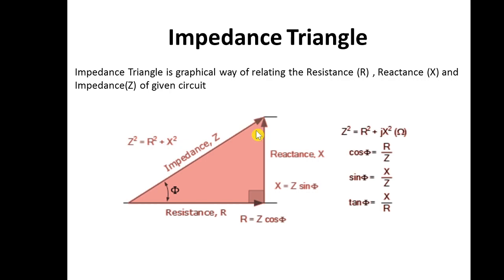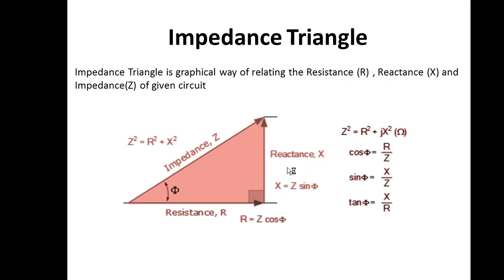Okay, now by using Pythagoras theorem we can also say that because this is the right angle, here it is 90 degree, and we can say that Z square, means impedance square, is equal to resistance square plus reactance square. Okay.